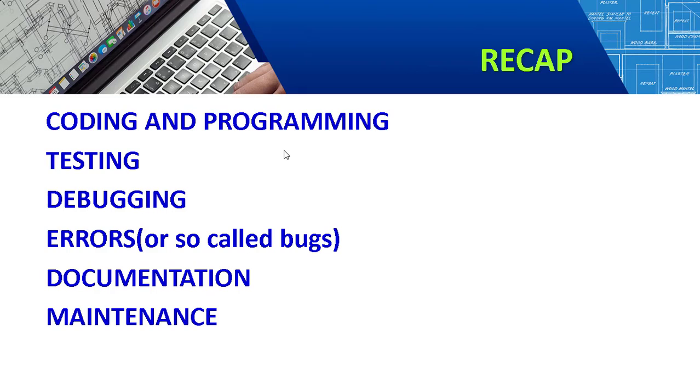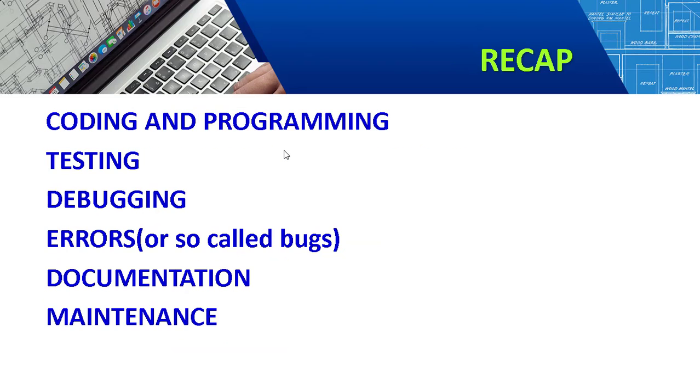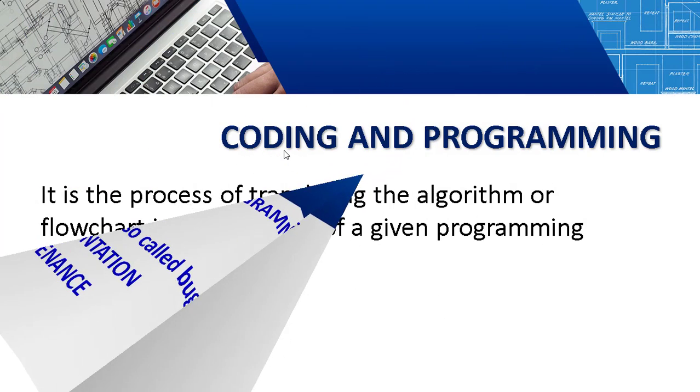So in today's class we are going to study coding and programming, testing, debugging, different types of errors, and documentation and maintenance. I told you there are different stages of problem solving. In those stages we have studied the problem definition, problem analysis and design of the problem, that is algorithm and flowchart. And today we are going to study coding and programming, testing, debugging and different types of errors, and documentation and maintenance. So let us see what it is.